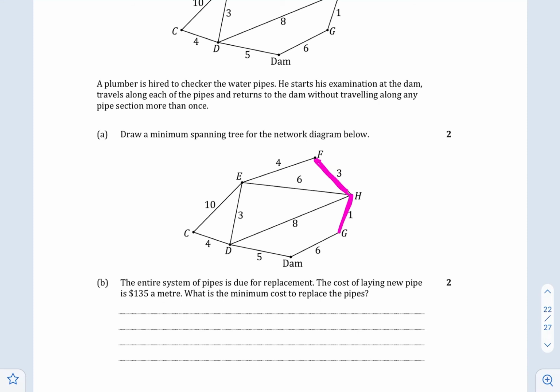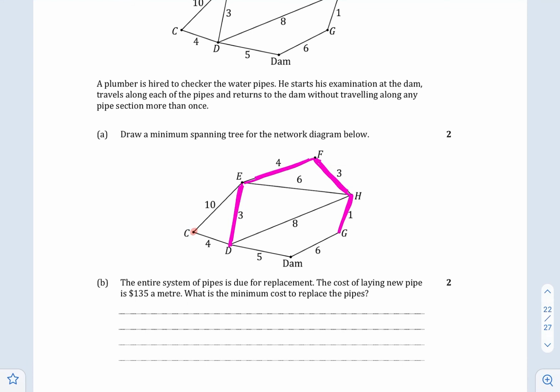Oh, sorry, F to H is 3, so that's the next shortest. Then I look at what's the next shortest. We've got a 4, 6, 8, and a 6. Well, 4 is the next shortest, so I'm going to include that one. Once again, which is the next shortest? We've got a 10, a 3. Now we don't need this one because they're both connected. So we've got a 10, a 3, or a 6 really. So the 3 is definitely the next shortest, so I'm going to include that one.